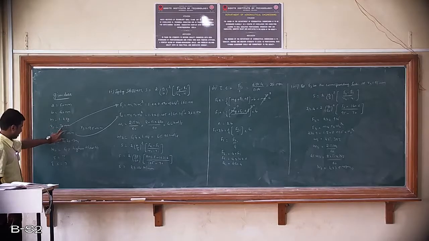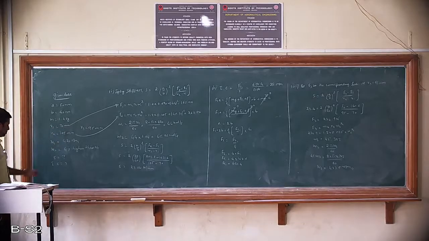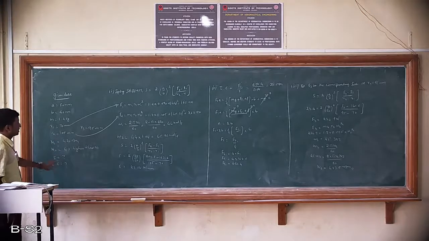R1 and R2 are given as 70 and 105 mm. N1 is given, and N2 is 4% higher than this. What is the value of the spring stiffness, and what is the initial compression?